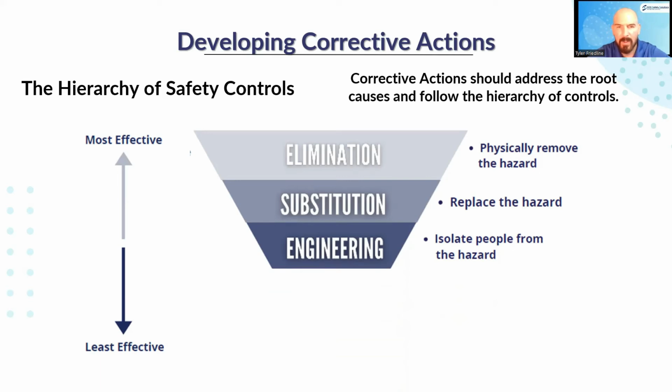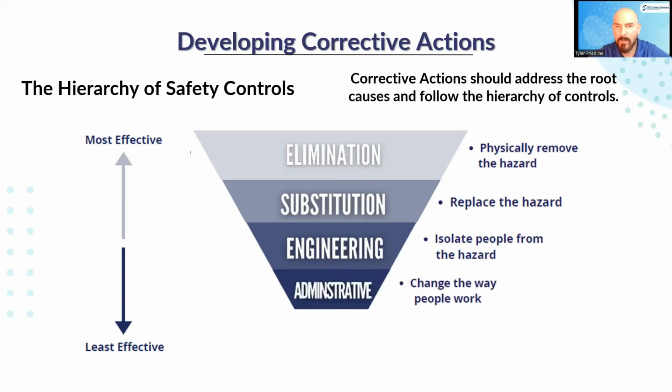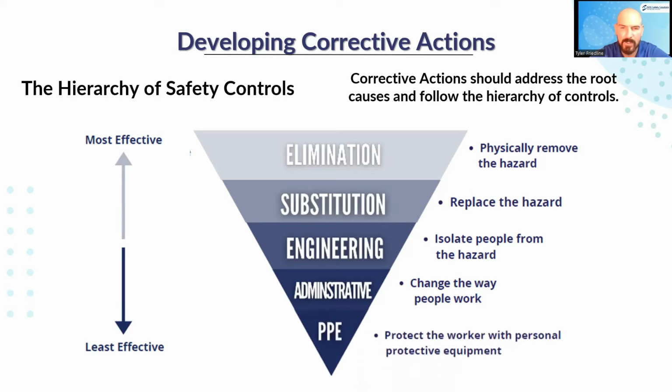Moving towards the bottom, we have your administrative controls. This changes the way people work. These are your policies and procedures. Why is this not as effective? Well, it relies on your staff to do the right thing, to follow policies and procedures. And the least effective thing we can do, the last line of defense against the hazard, is personal protective equipment, right? PPE.